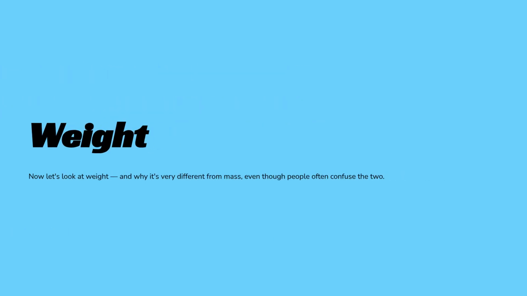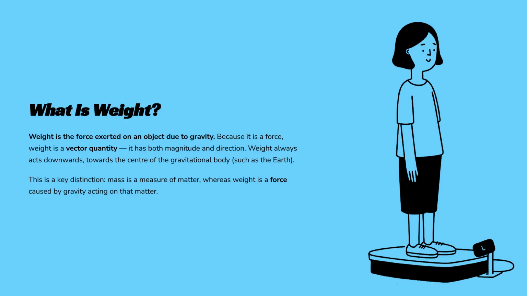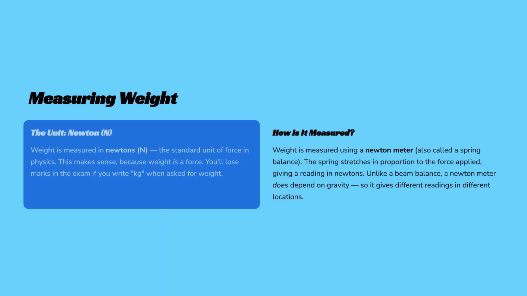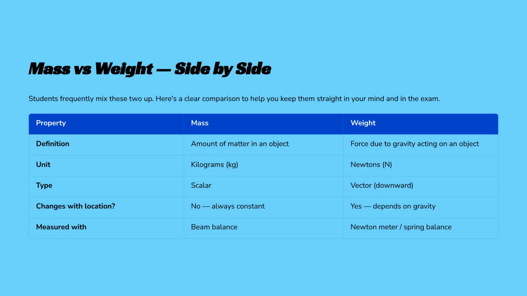Now let's explore weight and how it differs from mass. Weight is the force exerted on an object due to gravity. As a force, it's a vector quantity with both magnitude and direction, always acting downward towards the center of a planet. Weight is measured in newtons. We use a Newton meter or spring balance to measure it. Unlike mass, weight depends on the gravitational pull of your location. This table summarizes the differences. Note that mass is scalar and constant, while weight is a vector force that changes with location.